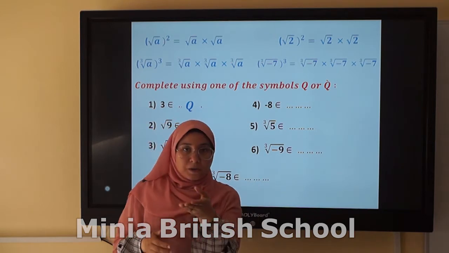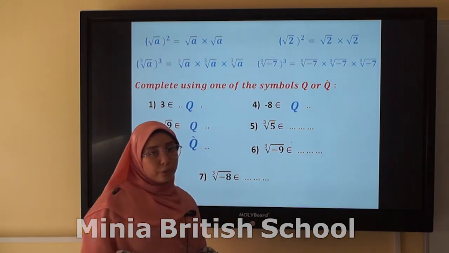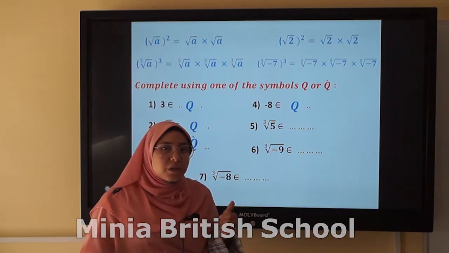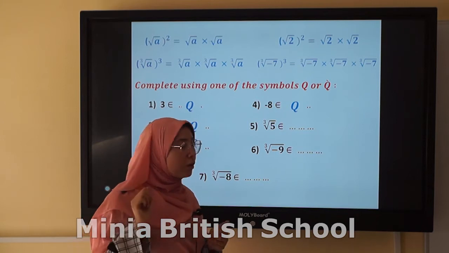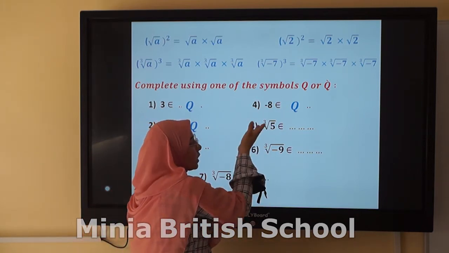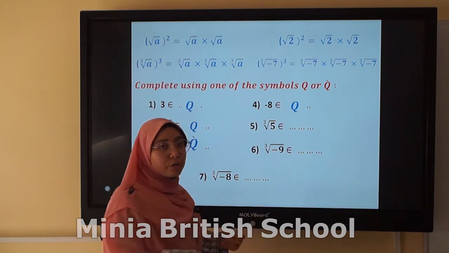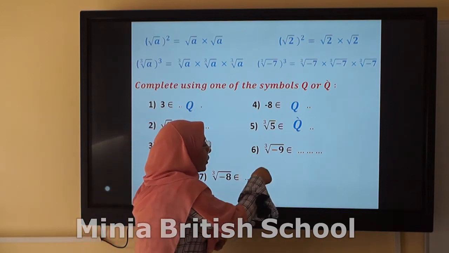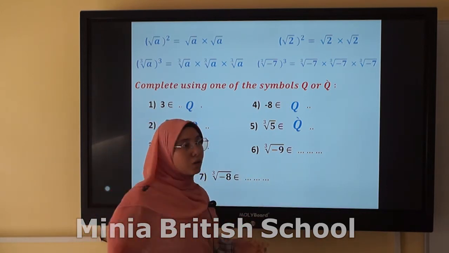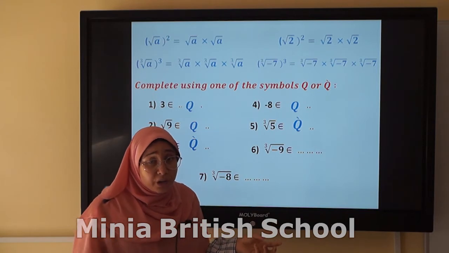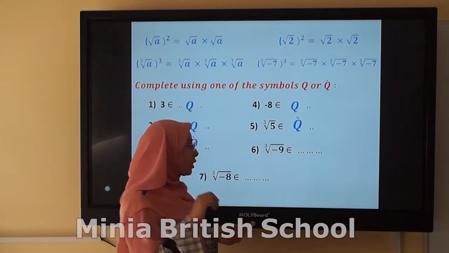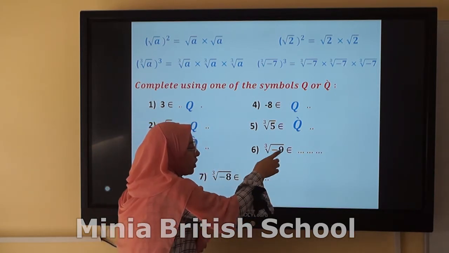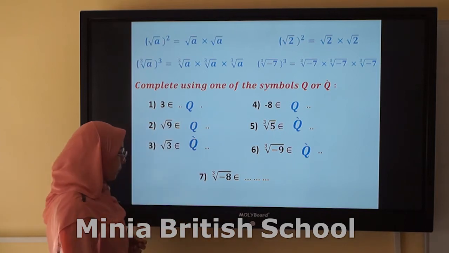Negative 8 is an integer number, so it belongs to Q. Cube root of 5. Is 5 a perfect cube? No. So, cube root of 5 belongs to Q dash, okay? Here, cube root of negative 9. Also the same idea, is negative 9 a perfect cube? No, therefore, cube root of negative 9 belongs to Q dash also.